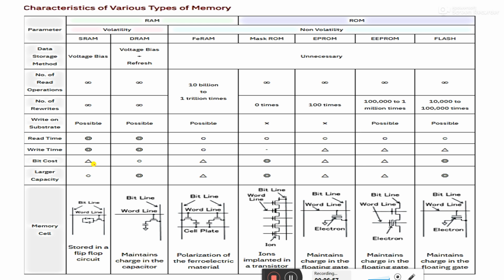Okay, so the bit cost is higher in the case of SRAM, because more transistors are needed in this, and the bit cost for DRAM is much lesser than that of the others. And larger capacity, yes, this has the larger capacity, but DRAM has a still larger capacity than this. Okay, now let's come to the other point.